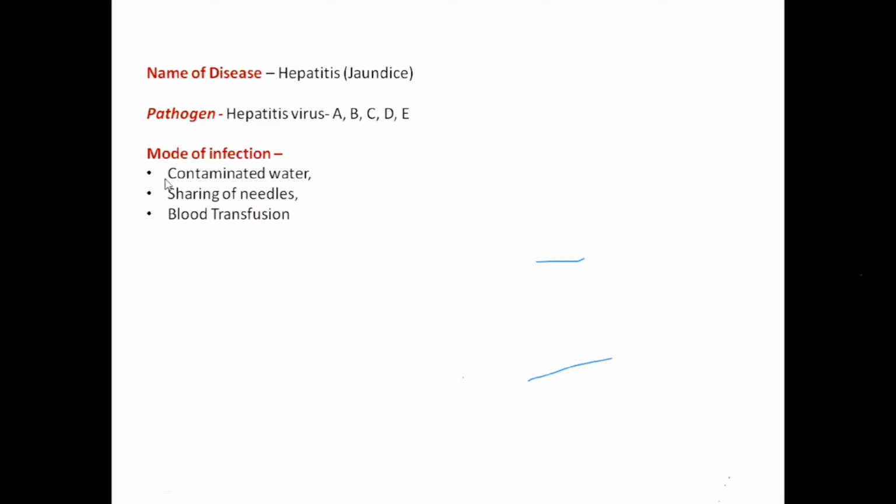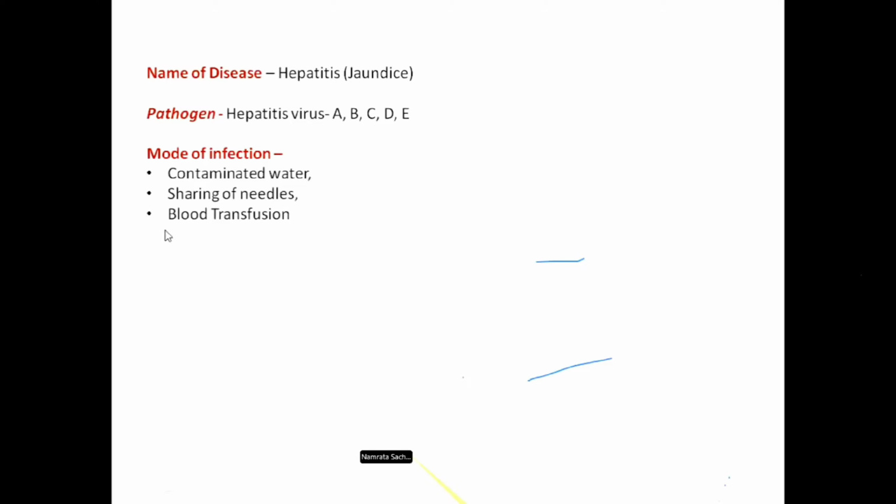Now the second disease is hepatitis. It is also called jaundice. The pathogens responsible for it are named hepatitis viruses A, B, C, D, and E. Now again, the mode of infection: contaminated water is the main reason. If the water which we drink is contaminated, then a healthy person can get hepatitis. Sharing of needles while injecting, or using syringes that are shared, can also give a healthy person the disease.